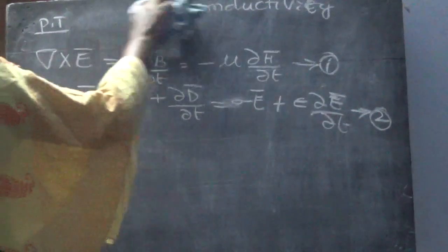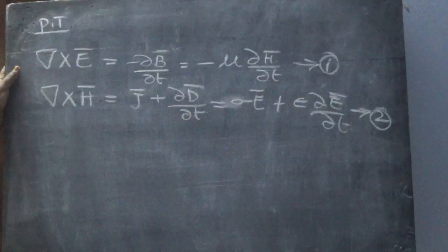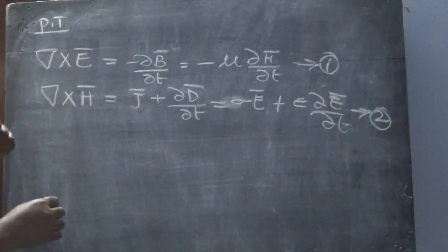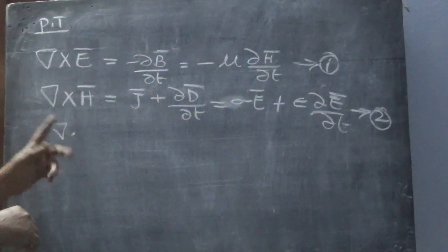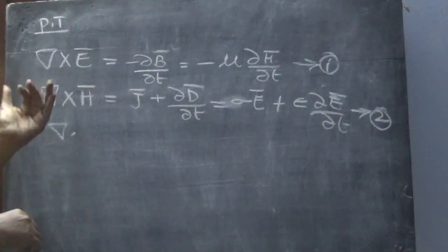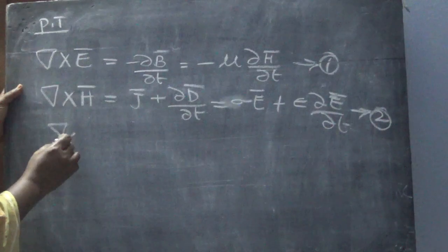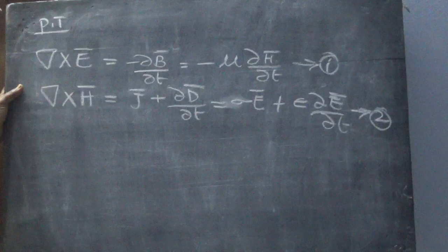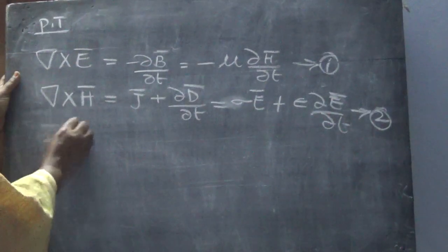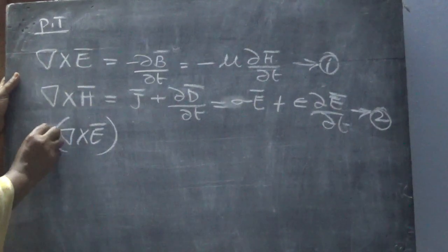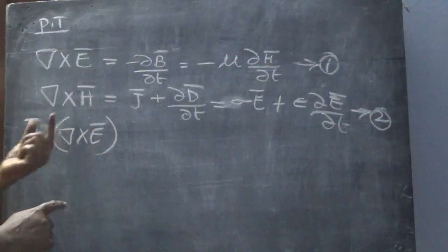Now here we know that D bar is equal to epsilon E bar and B bar is equal to mu H bar. Now we have a vector identity. What is that identity? Del dot, dotting. You must write it there. If you multiply the first, del cross E bar, dotting this with H bar, what we will get?